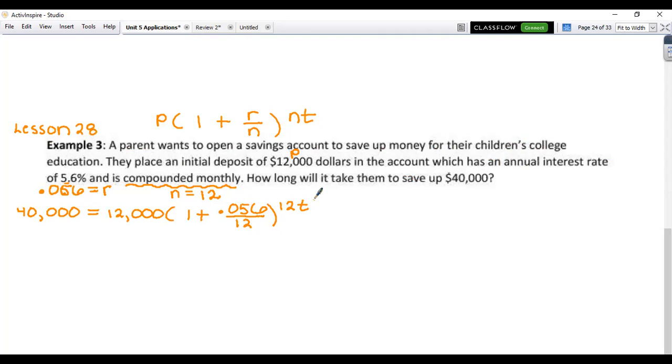Okay, so let's start kind of chipping away at this a little bit. So it might be helpful to get that middle number, right? So what is 1 plus alpha, what equals, enter, 0.056 divided by 12. So I have 40,000 equal to 12,000. Did you guys get like 1.004? 1, 2, I'm just going to do a couple of these. 1, 2, and 7, raised to the 12t.